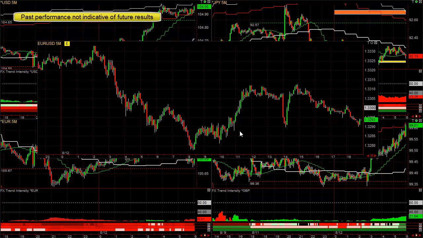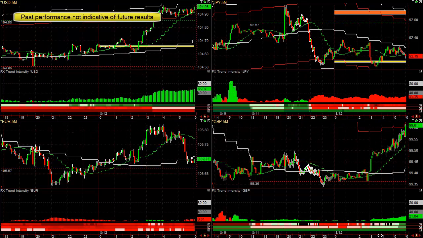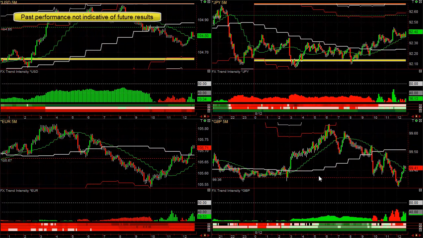If we look at the euro pound, we're looking for a sell on this one as well. It has a little bit of a pullback, and then it continues down. A little bit of a pullback, and continues down. And you can see after 10 o'clock on the pound chart, it's probably reversing pretty violently. As we scroll back, you can see it broke from above to below its hourly.